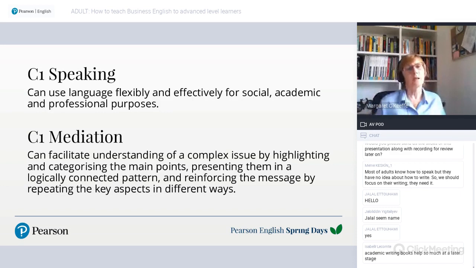And we have mapped the business partner materials to the descriptors from the CEFR in a lot of the speaking and writing tasks. This particular descriptor here for mediation is relevant to the lesson I'm going to show you now.